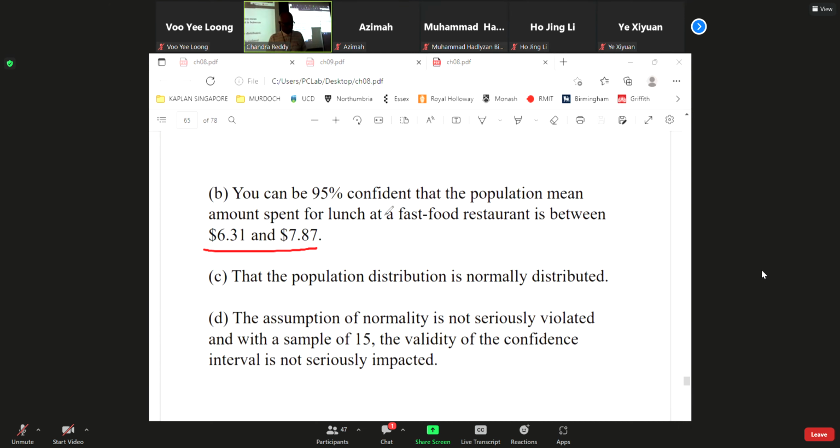What type of assumptions do you need? You need to state that the distribution should be normally distributed. In this case, it is a bit critical because your sample size is only 15. The most important part is the calculation, so that is what we are seeing.